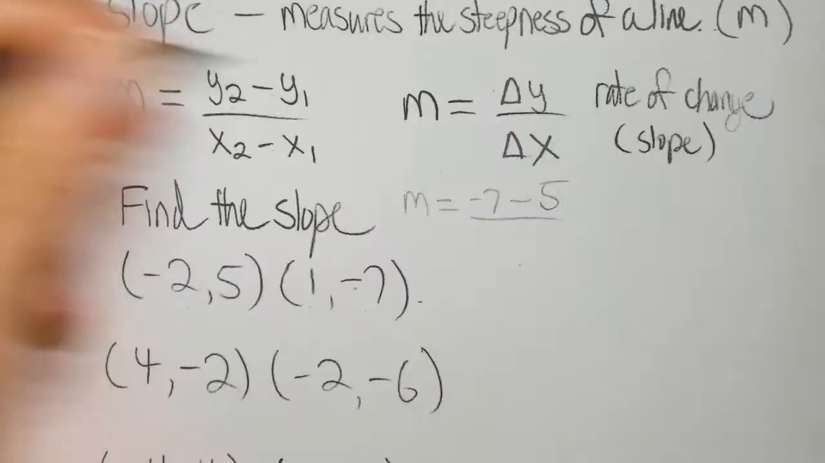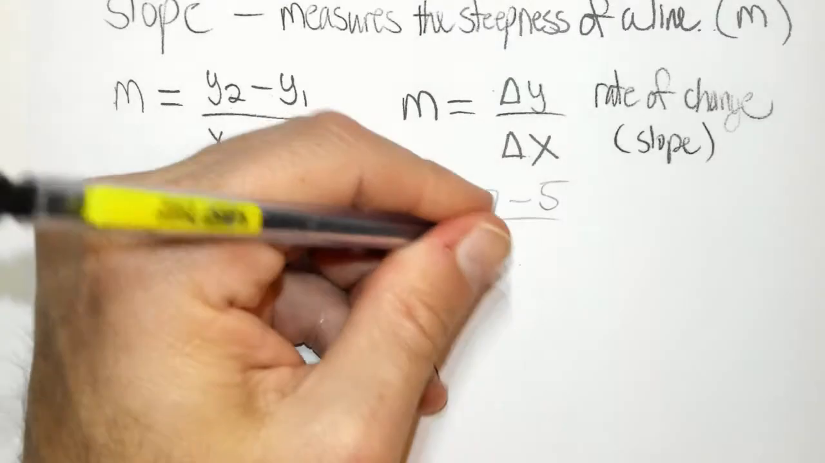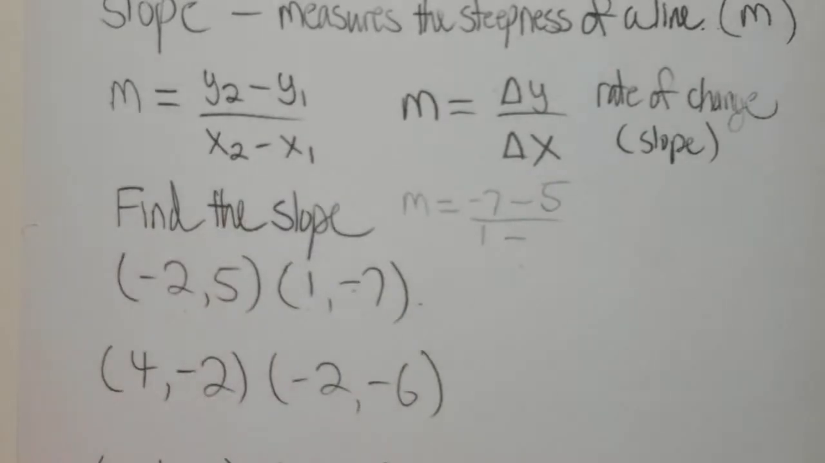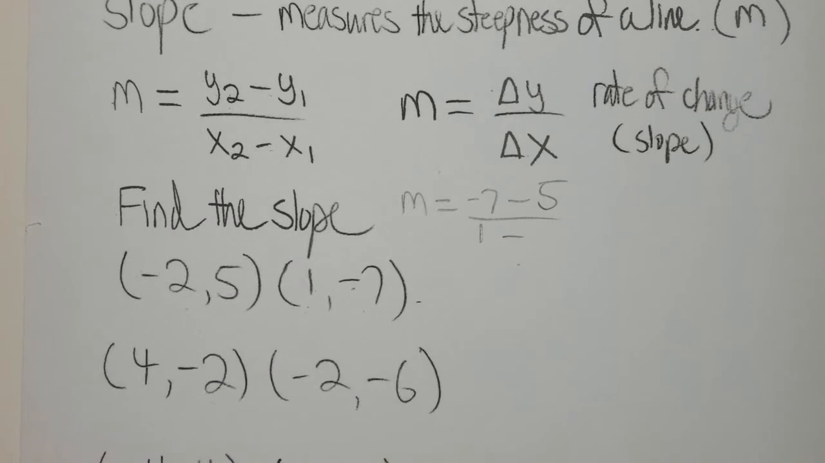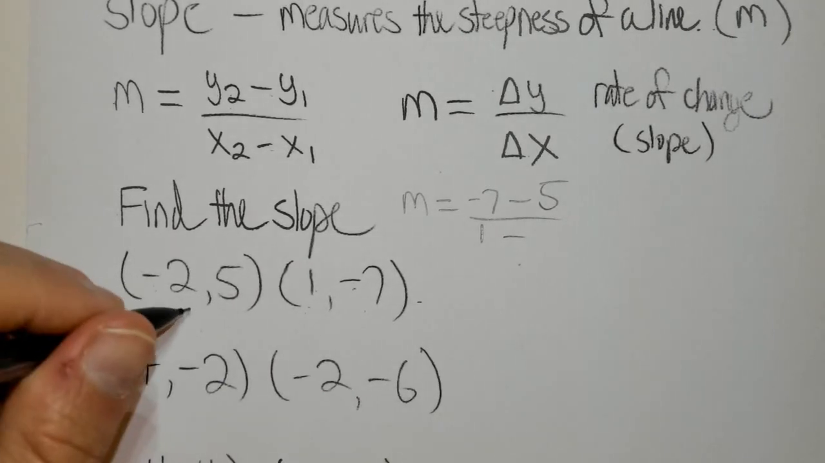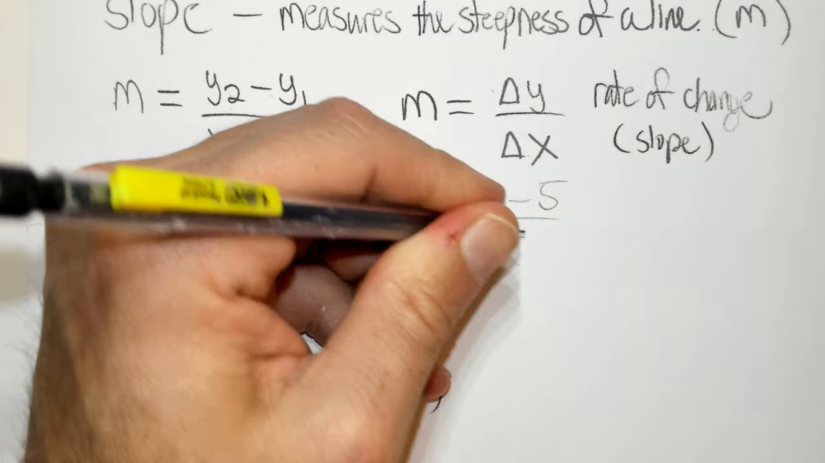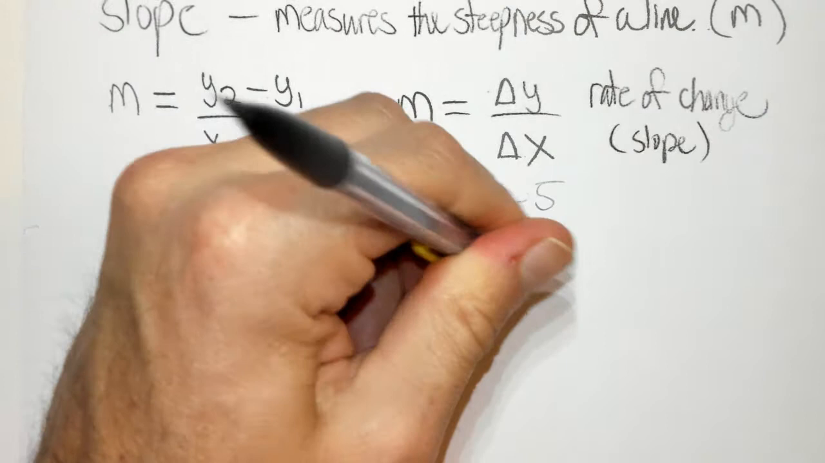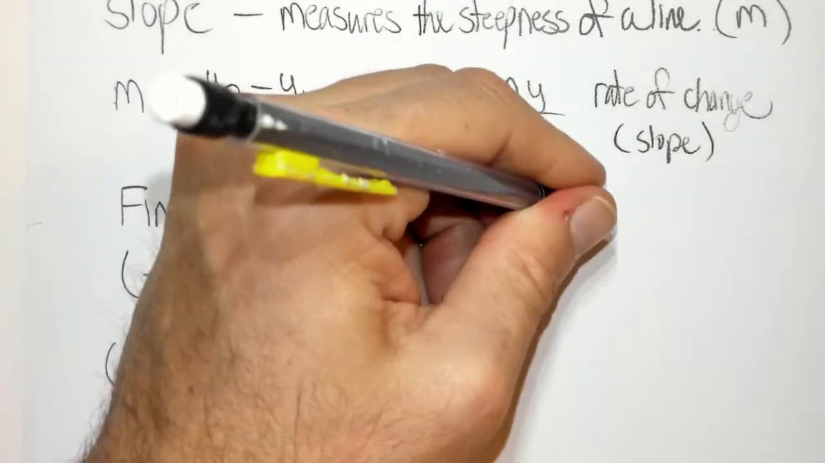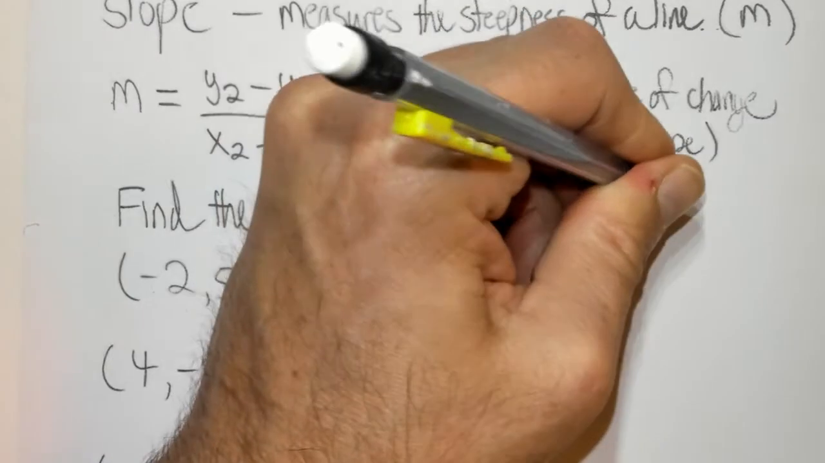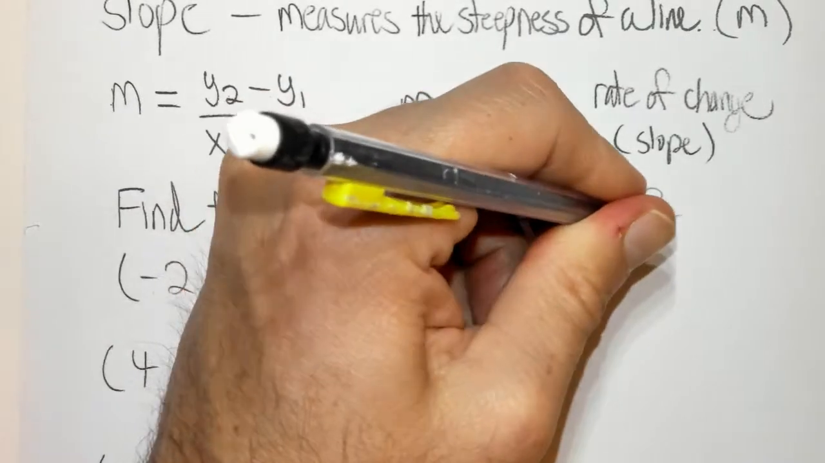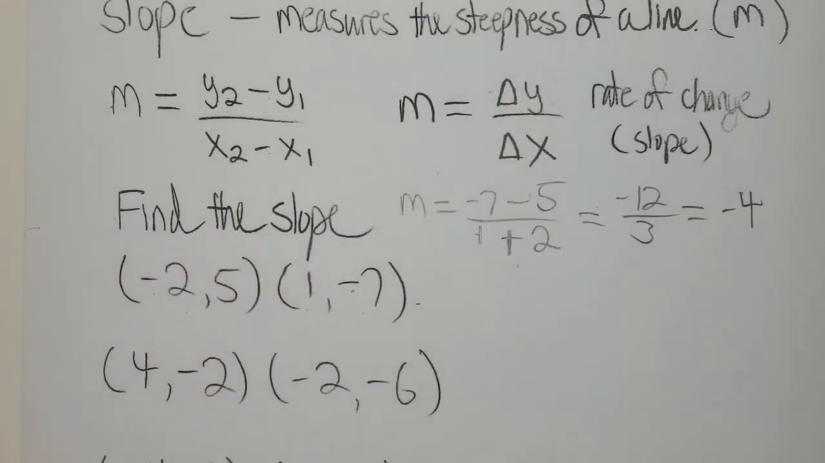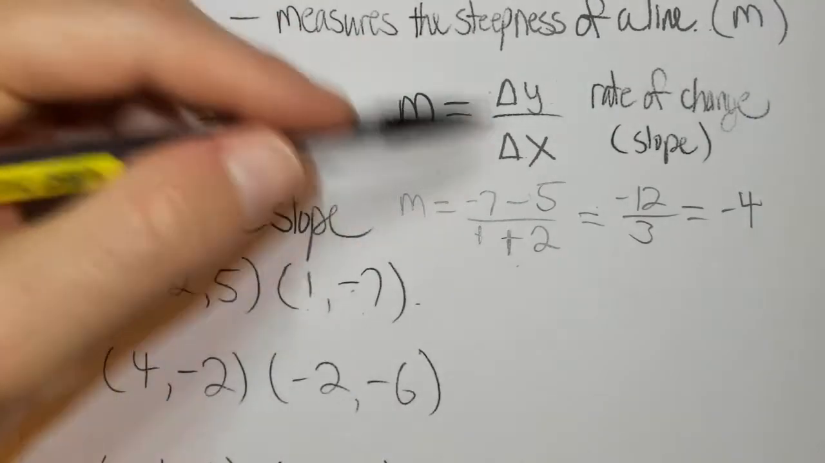All right, and all that's going to be over x sub 2, the x coordinate of the second point, 1, minus x sub 1, the x coordinate of the first point, which is -2. So minus -2 would be actually +2. I'll go ahead and change that to +2. Negative and negative makes a positive. And so on top you've got -12, and on the bottom you've got 3, and that'll divide out to make -4.